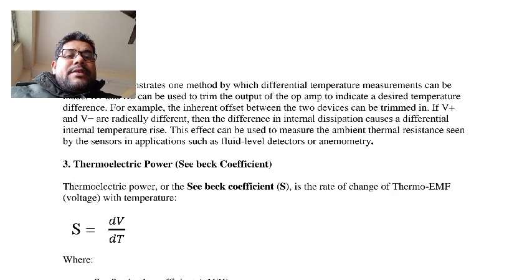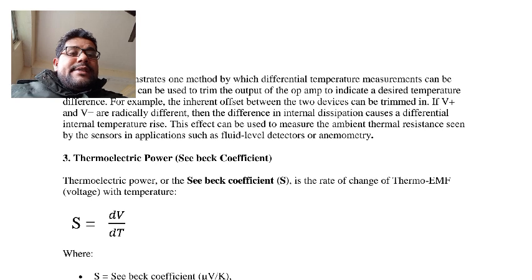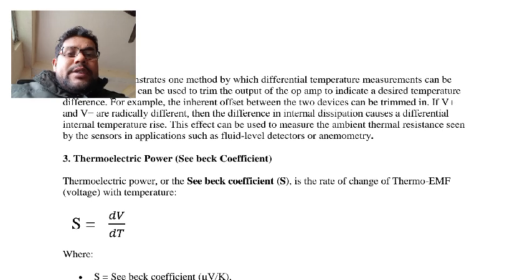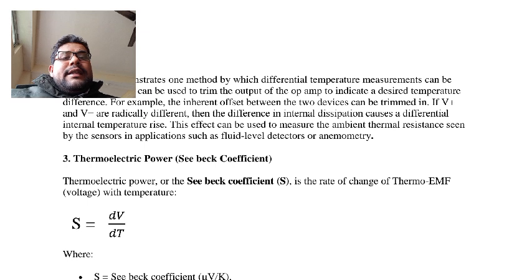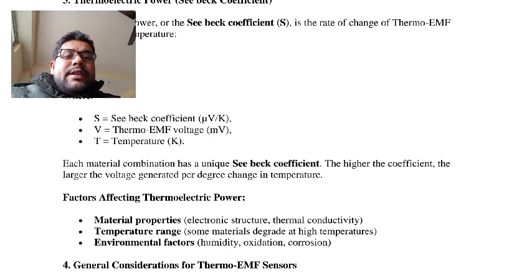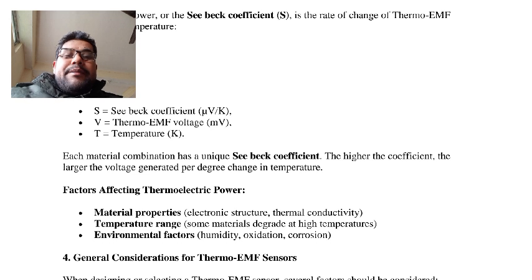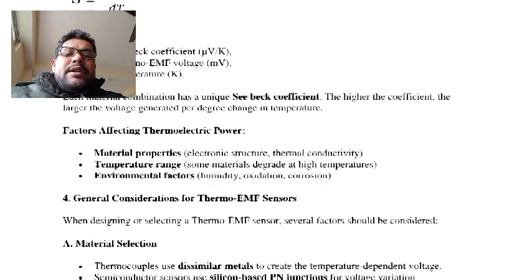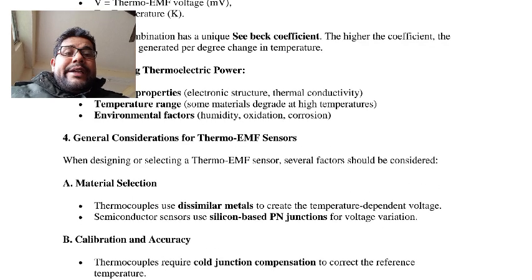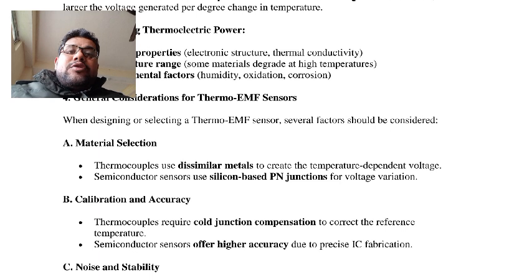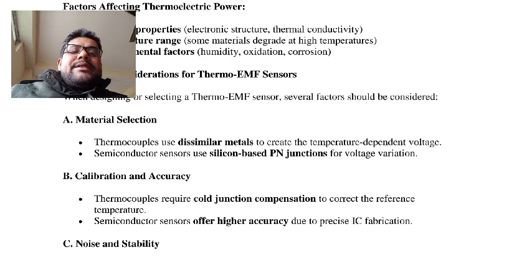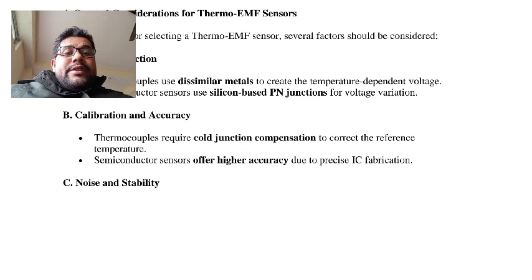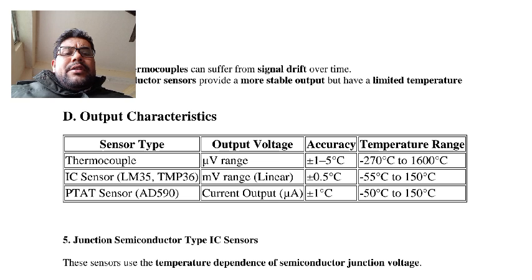This is the thermoelectric power, the Seebeck coefficient. The Seebeck coefficient is the rate of change of thermo EMF voltage with temperature. We have also discussed that the Seebeck coefficient is nothing but sensitivity: change in output by change in input. Factors that can affect it are material properties, temperature ranges, and the constituents of the thermo EMF material selection. Both materials should be different. Calibration and accuracy are also important, as are noise and stability.